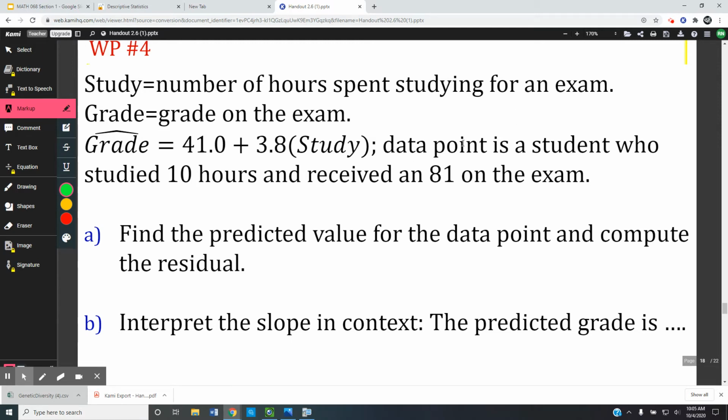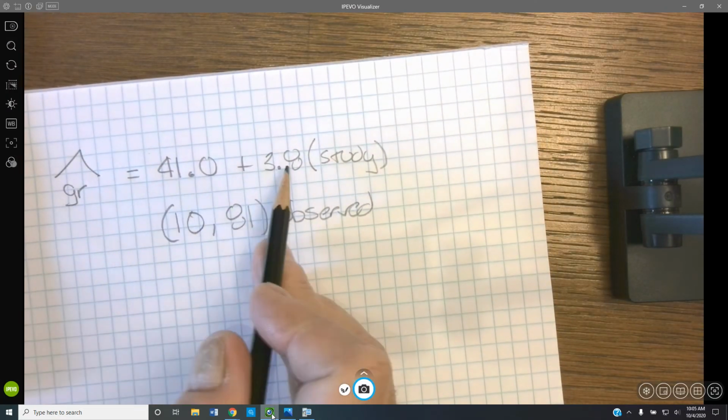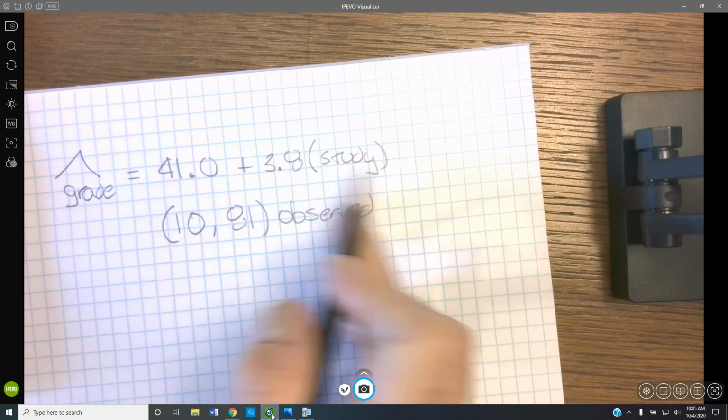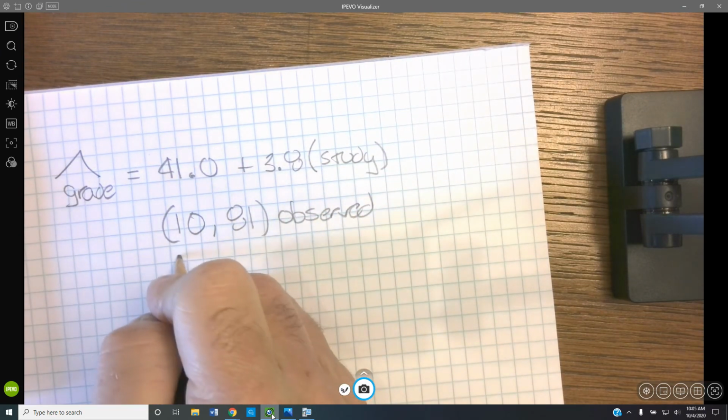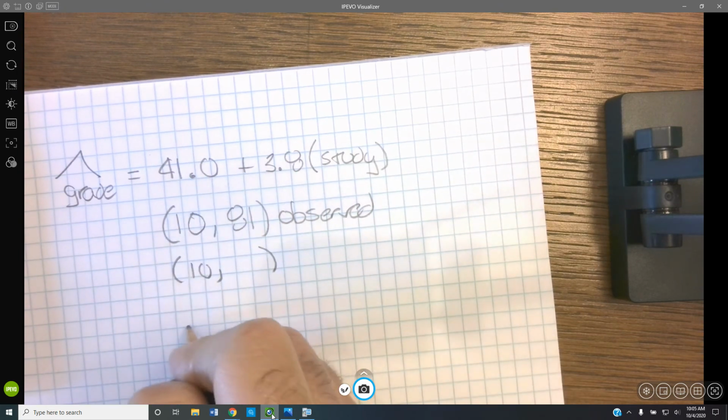Question A says also that a data point for a student who studied for 10 hours and received an 81 on an exam. So that is an observed data point right there. Number 1, find the predicted value for the data point and compute the residual. First of all, this is our equation for our grade. We're going to start at 41, we're going to go up by 3.8, and this is the observed. They want us to find a predicted value, so they want us to put a 10 into the equation and do the math.